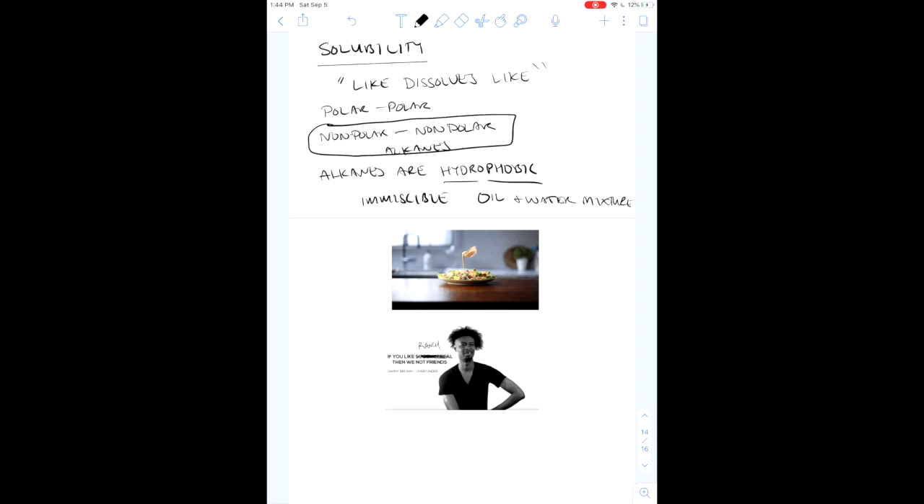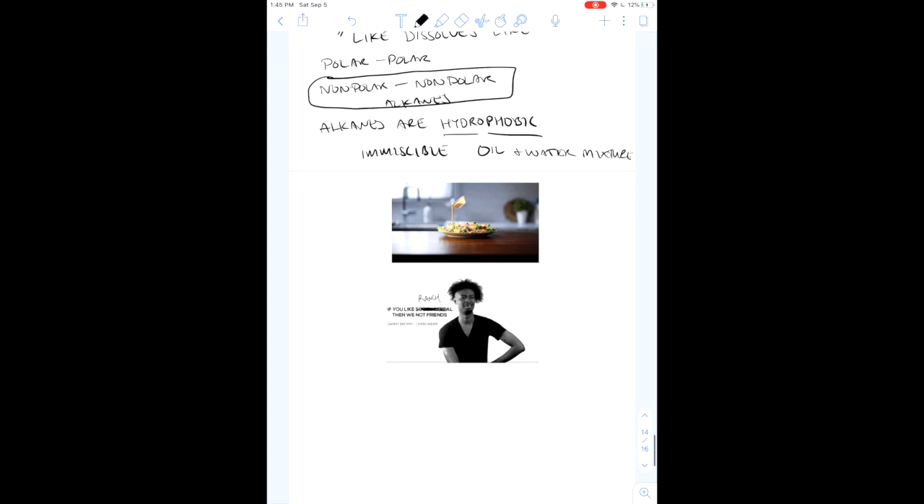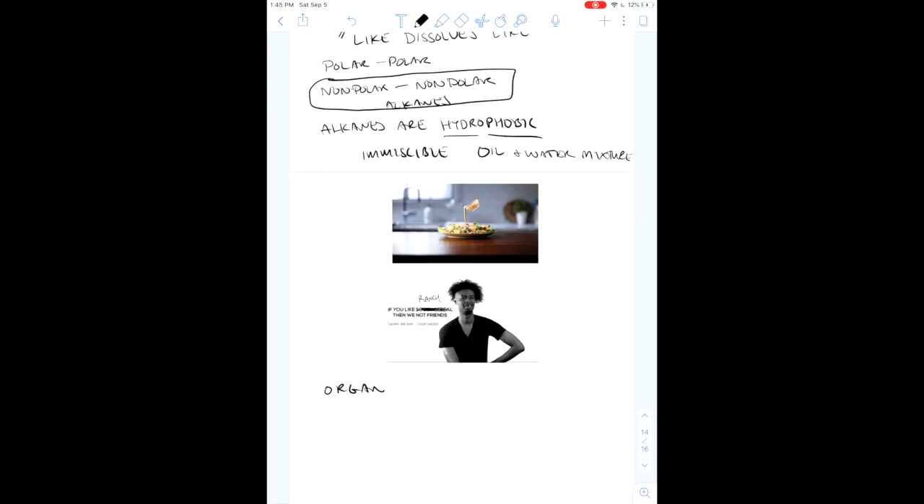Yeah. So basically, alkane solubility needs to follow the rules of like dissolves like, right? So we can't have it mixing with the water. You're going to get this immiscible two-layer solution, kind of like oil and water, or that delicious salad dressing, right? And so that means that we need organic solvents. So when we refer to organic solvents, we might refer to them in a laboratory as the organic layer.